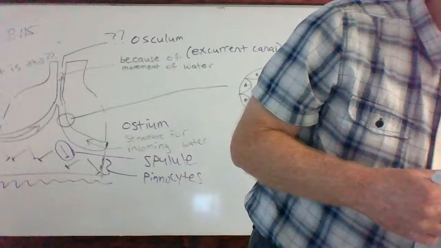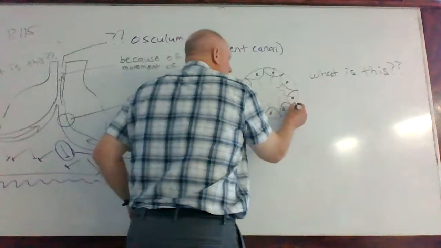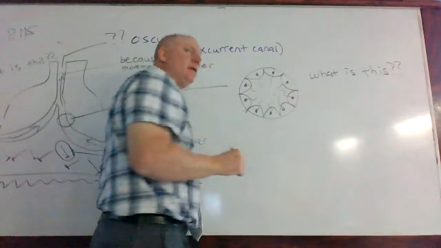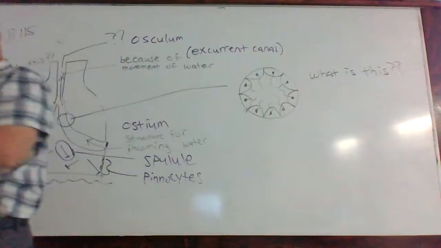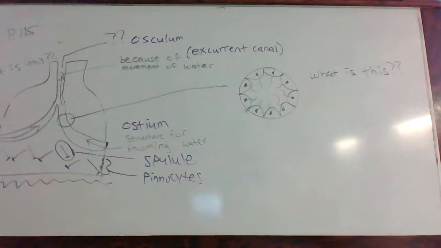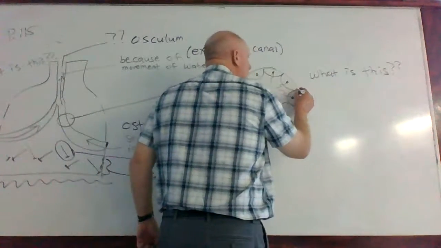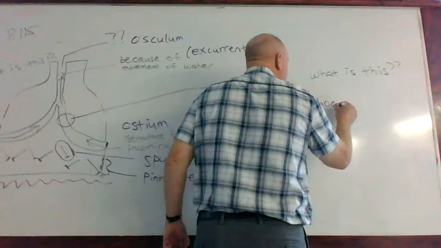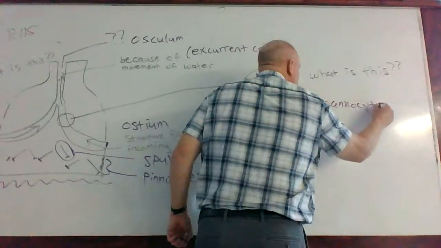What would you believe all of these structures are here that are curved in shape and go all the way around? We said these regulate the water coming in and out of these. So it starts with a C. Choanocytes. I believe it might be choanocytes, but that's what we're looking at right here. Okay? So this is a choanocyte.